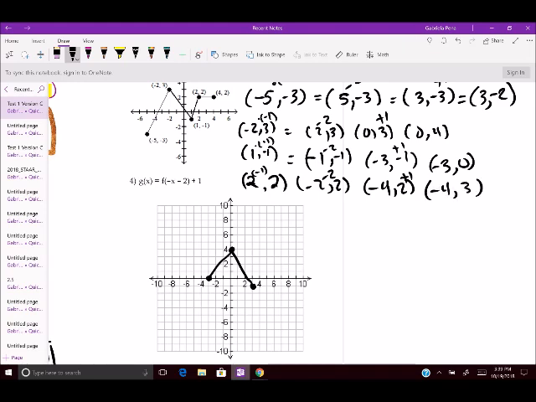-4, 3, right there. And the last point, which is a 4, 2, multiplied by a -1, is a -4, 2. Then we subtract 2, which gives us a -6, 2. And then we add 1, which gives us a -6, 3. So -6, 3 is right there. So this here is the transformation of each of those points.